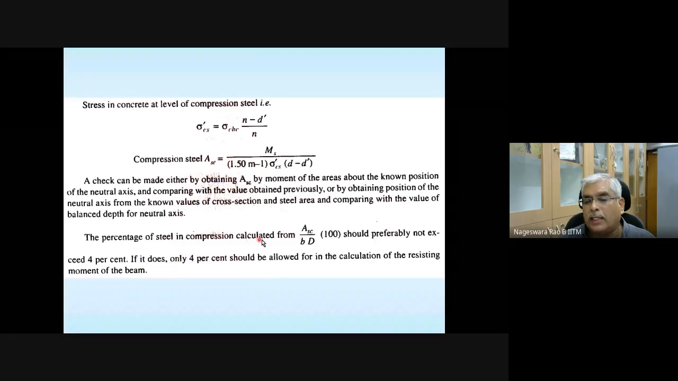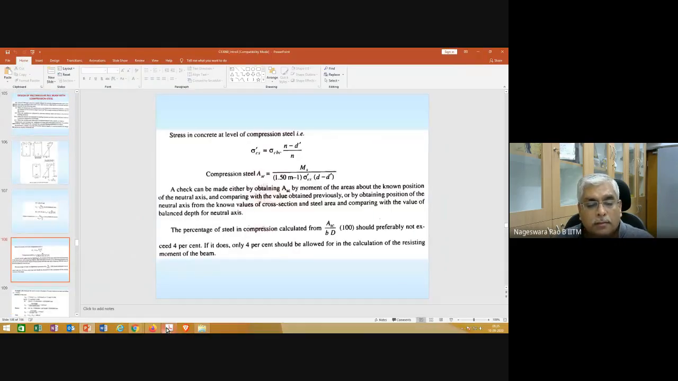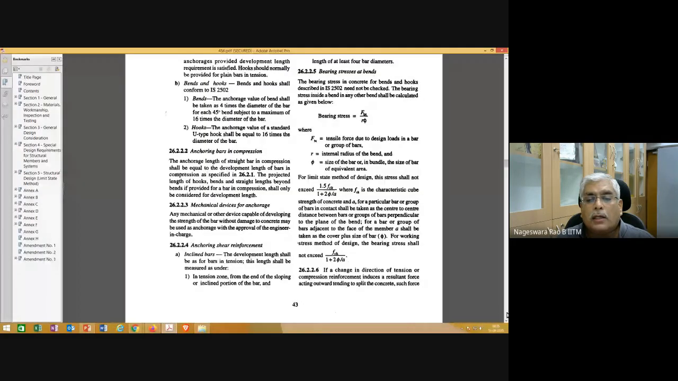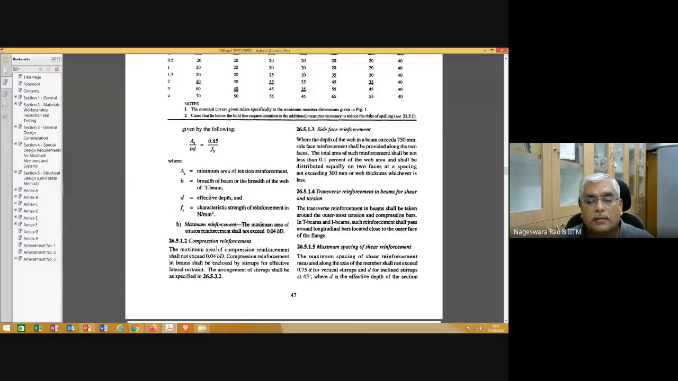If the percentage of steel exceeds 4%, only 4% should be allowed in the calculations for the resisting moment of the beam. So let's see in the code where it is given. Yesterday we have seen here, page 47, maximum area of compression reinforcement shall not exceed 4%, in the sense 0.04 B times capital D. Capital D is the overall depth.